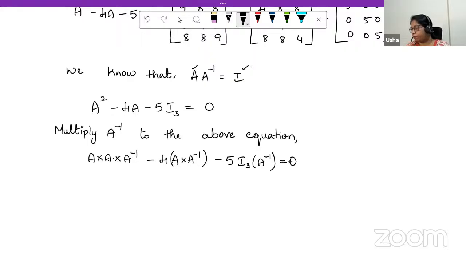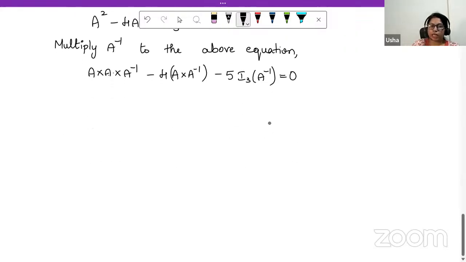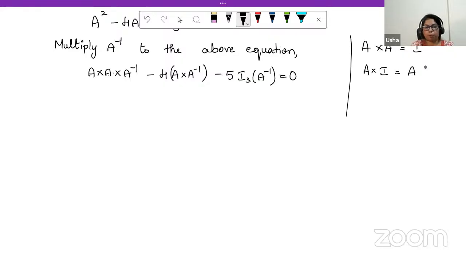See, there are certain properties. The properties are: A multiplied with A inverse gives you the identity matrix. And any matrix multiplied with the identity matrix gives you the same matrix. This is another property. So for this A into A inverse, I am going to use this property I.